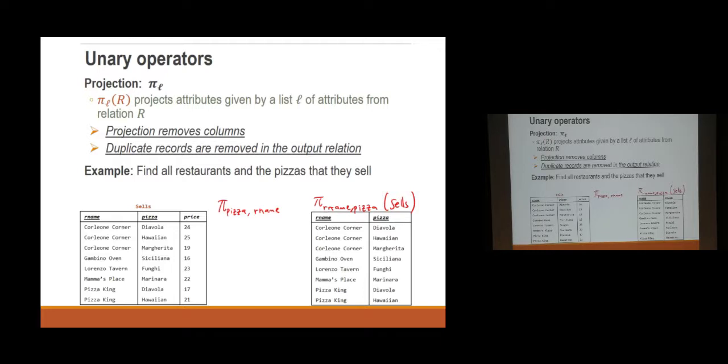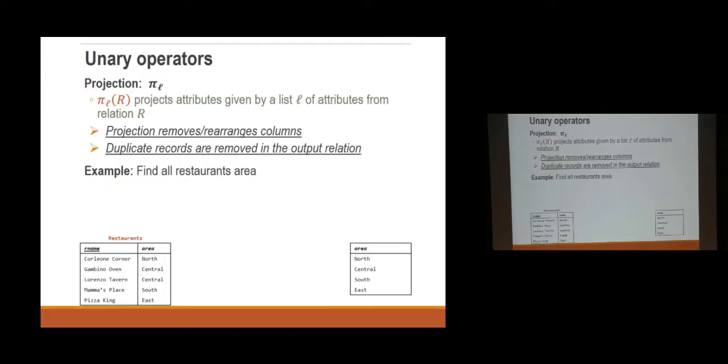And so it may happen that once you remove a certain column, there may be duplicate records, duplicate tuples. Okay, it's not in this particular instance, but, okay, so this is the answer for find all restaurants and the pizzas that they sell. You basically just get the pi with the appropriate list of attributes. What I want to show next is if removal of a column results in a duplicate, then what you do is you also remove duplicates. Okay? Because again, a relation is a set of tuples. A set cannot contain duplicates.